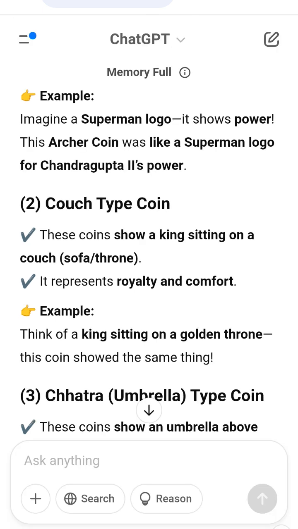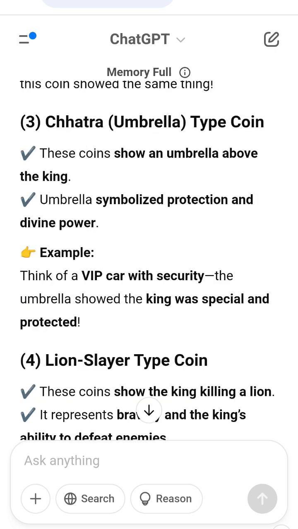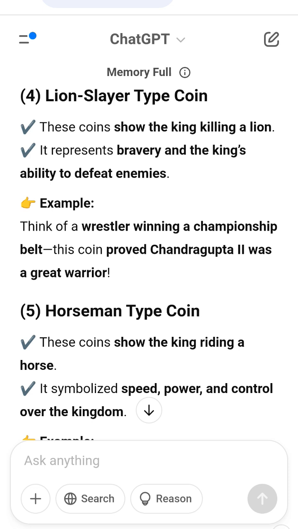Everything in super simple terms: Chandragupta II was a great king of the Gupta Empire, who ruled 380 to 415 AD. His main capital was Pataliputra, modern-day Patna. He was also connected to Vidisha, Ujjayini, and Vaishali.